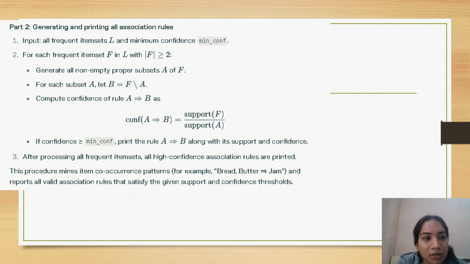So as discussed, part A was Bayes theorem for decision making and part B was association rule mining using the Apriori algorithm. Both the parts of question number 2 are covered in this video.